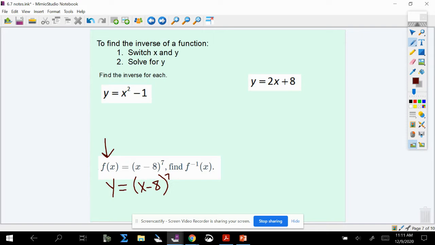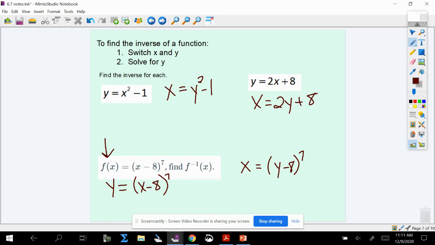The x's and y's have been switched. So if you look at this first one, instead of saying y equals x squared minus 1, you're going to say that x equals y squared minus 1. For the second one, instead of writing y equals 2x plus 8, you're going to write x equals 2y plus 8. And in the last one, you can tell the font, I took this straight from Delta Math because I wanted you to see it. So you're going to have x equals y minus 8 to the 7th. So that's step one: get it into x equals form instead of y equals form by switching the variables.